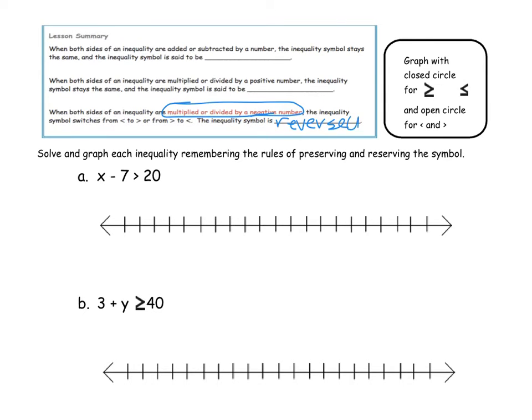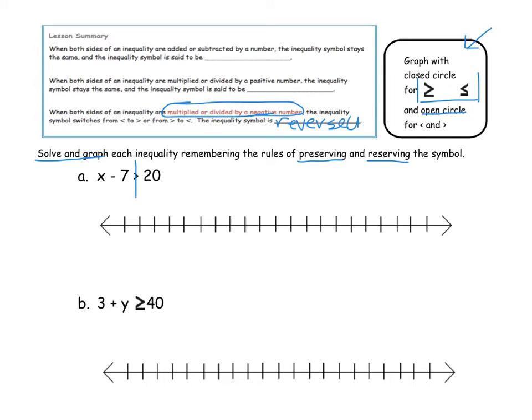Reversed. I also want to remind you, when you're graphing inequalities, you're going to graph using a closed circle if it actually includes that point as well. So a greater than or equal to or less than or equal to. But you are going to use an open circle for a less than or a greater than, and I'll show you what I mean. All right, so we're just going to solve and graph some inequalities, remembering to preserve or reverse the symbol if we need to.